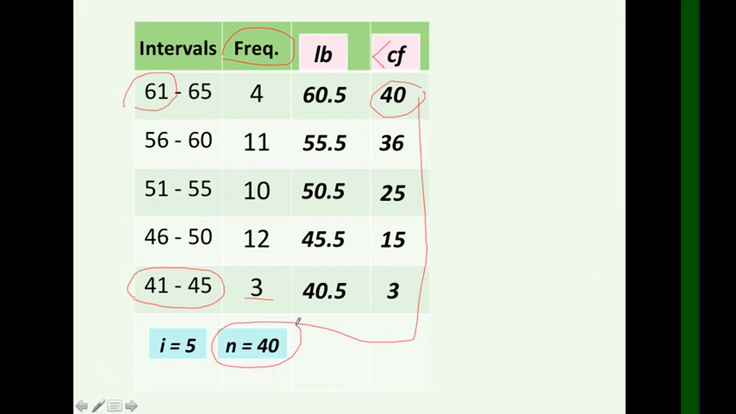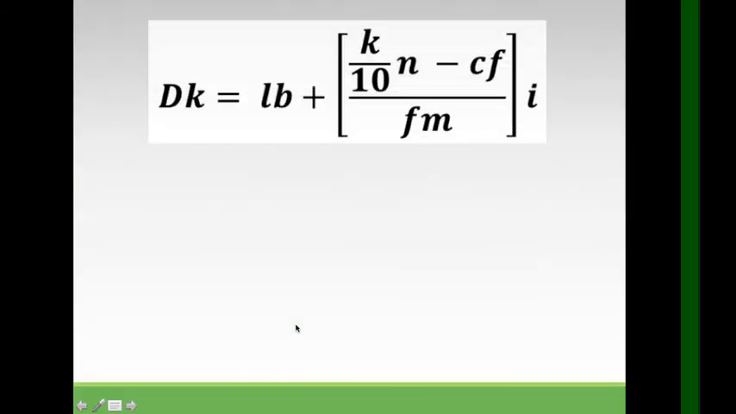So, let's now proceed to the formula. For the formula, we have Dk equals lower boundary plus k over 10. Bakit 10? Because decile. Decile from the word decade, times n minus cf over fm times i. Now, ang k over 10 times n ang gagamitin nating basis para sa pagkuha ng ating cumulative frequency.